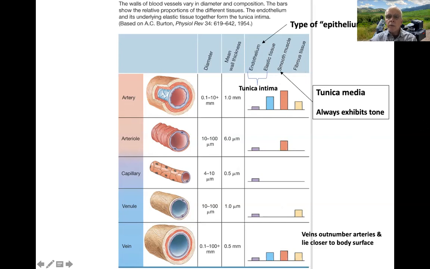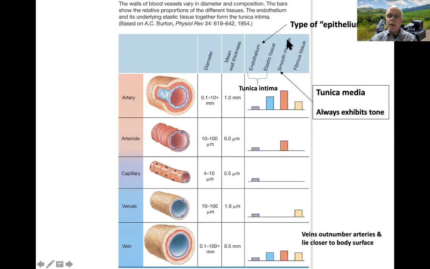Now, in cross-section, each of these vessels has an internal lining that is a single layer of epithelial cells called the endothelium. These cells rest on a basement membrane, and because it's internal, it's sometimes referred to as the tunica intima. Tunica refers to a coat. So the internal lining is sometimes referred to as a tunica intima.